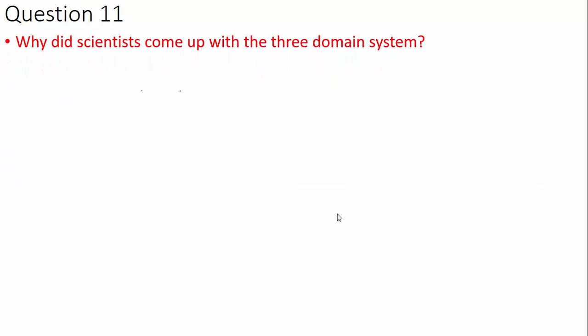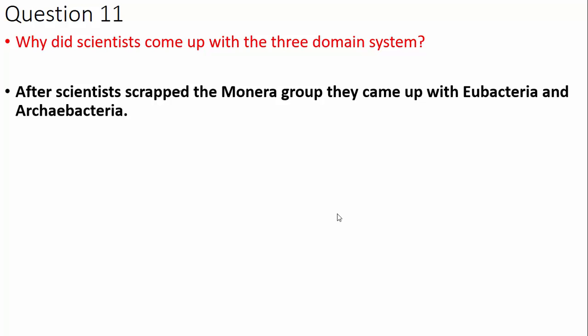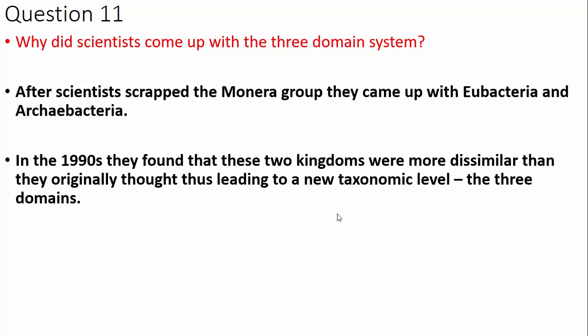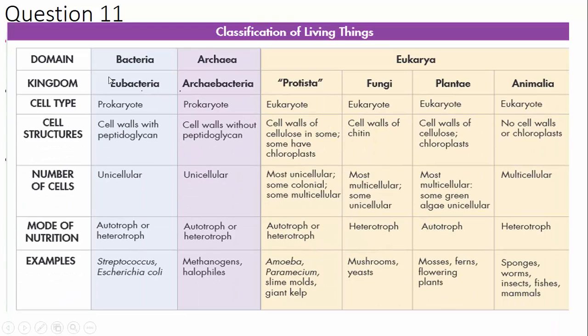Number 11, why did scientists come up with the 3-domain system? Well, after scientists scrapped the Monera group, they came up with eubacteria and archaebacteria. Now, in the 1990s, which wasn't even that long ago, they found that these 2 kingdoms were more dissimilar than they originally thought. And that led to a new taxonomic level, the 3 domains.